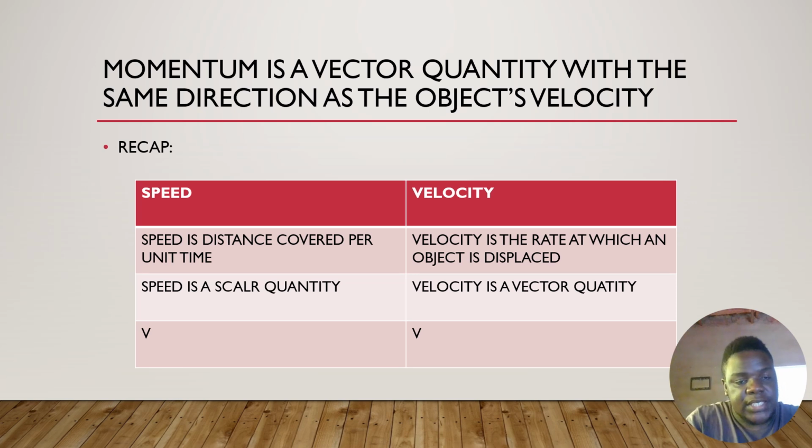Now, speed is a scalar, meaning that speed doesn't have what? It doesn't have direction, it only has magnitude. Whereas velocity is a vector quantity, meaning that velocity has both magnitude and what? And direction. The symbol of speed is v, but the symbol of velocity is v with an arrow on top, meaning that it's a vector quantity. Okay, let's continue.